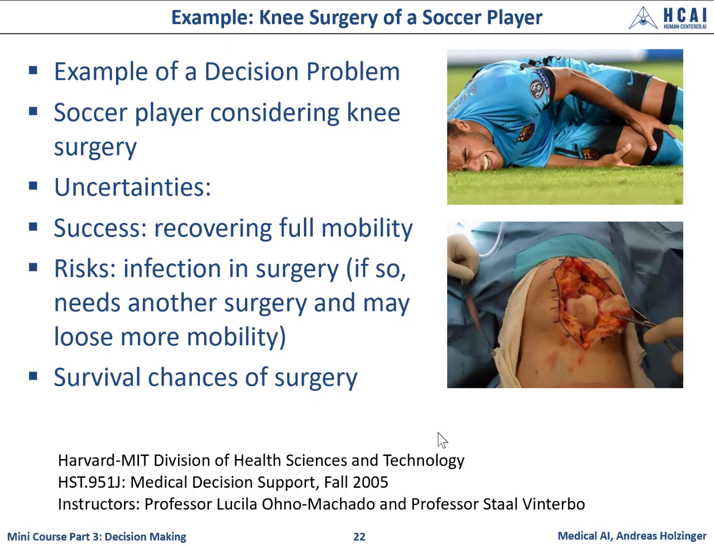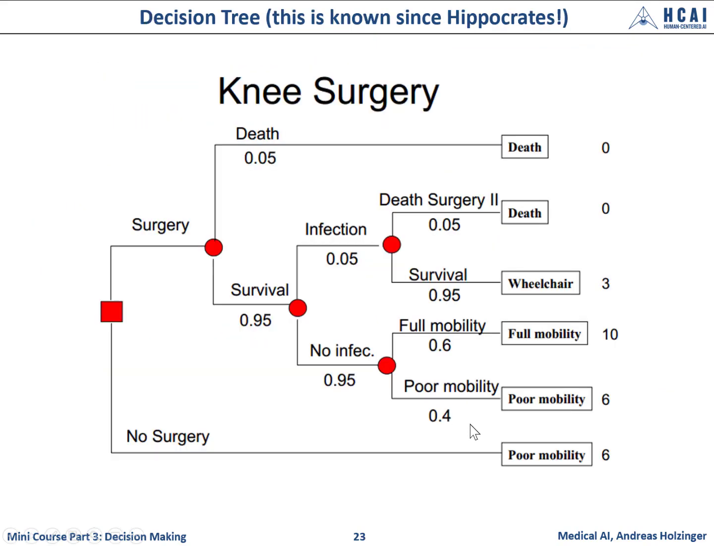For example, you have these risks, infection in surgery, and the risk of losing mobility, which is dramatic for the soccer player, of course. And this can be treated by our decision trees. And you remember, this is a typical decision tree with probabilities. So here, for example, the death is relatively low risk, but you have a relative risk for this poor mobility. And then you have to make a decision with these figures in mind.